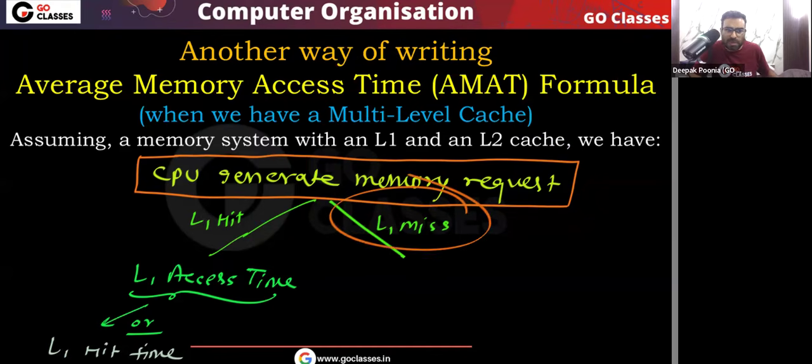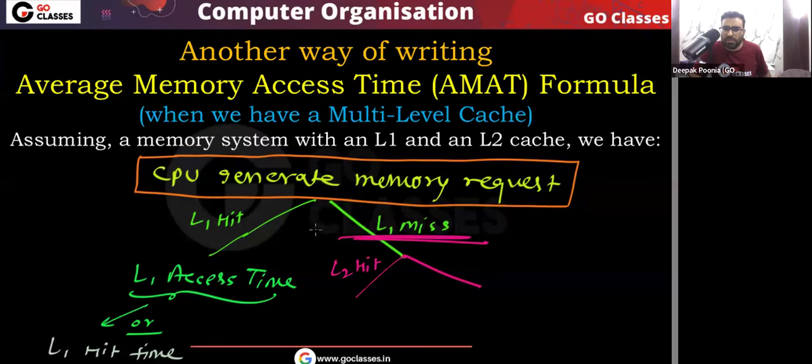But if this memory request is not available in the L1, it means there is an L1 miss. When there is an L1 miss, what are the possibilities? Again there are two possibilities. When there is an L1 miss, we will go and check in the L2 cache whether there is an L2 hit or an L2 miss. So you can see either there will be an L2 hit or there will be an L2 miss.